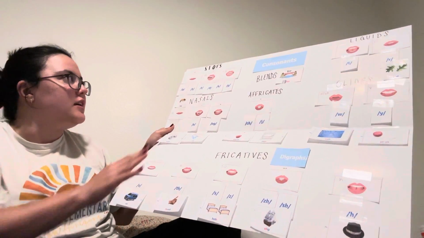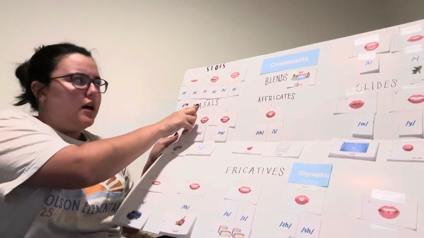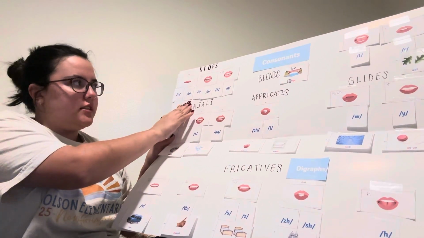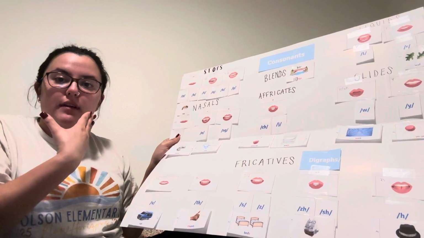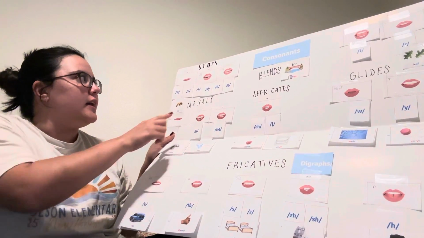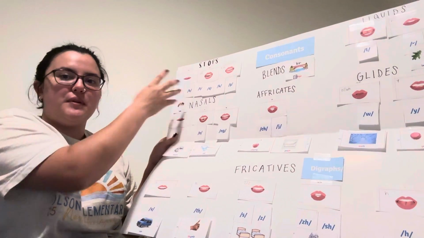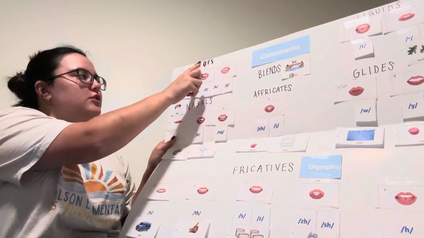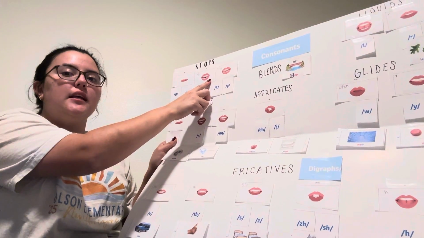So the first one we will talk about is stops. They are consonants and they completely block the flow of air in the mouth. So these look like your mouth is barely even open. The stop also is d or t.